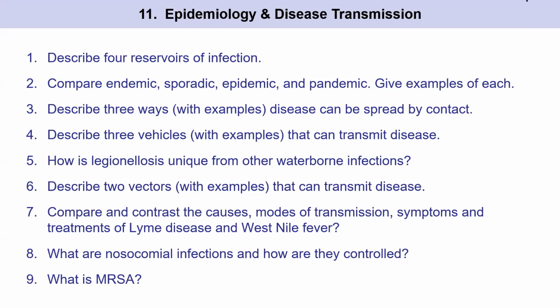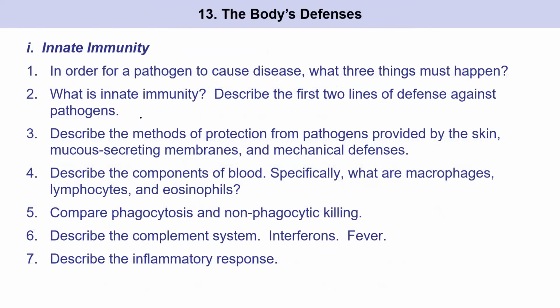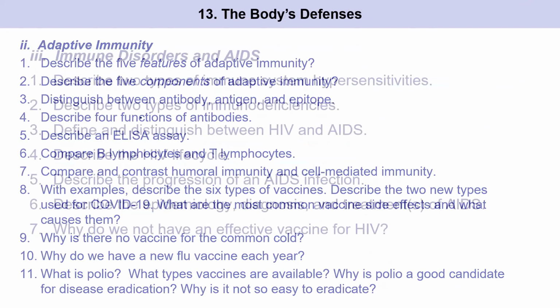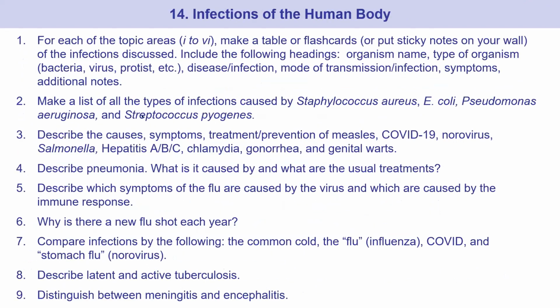So here's topic 11, for example, and here's topic 12. Topic 12 is microbiomes, infections, and disease. Topic 13 was in 3 parts on the immune system, and topic 14 was infections of the body. I'm going to pick 1 or 2 from each of these and go through them in a bit of detail. Some of the things I mentioned in class, I was going to cover a bit more. So let's get into this.